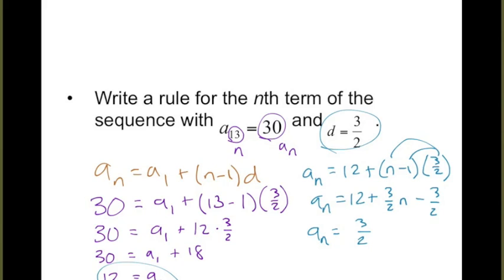And combine like terms. So I get the 3 halves n. 12 minus 3 halves is like 1.5, so 12 minus 1.5 is 10.5. And that is our rule for the nth term. Okay. So we want to use the given value as our a sub n, and its place in line is that subscript number of 13. That allows us to solve for our first term, even though they didn't give us the beginning of the sequence. And then we can do what we did in the previous problem, plugging in our a sub 1 and the common difference to solve for a rule.